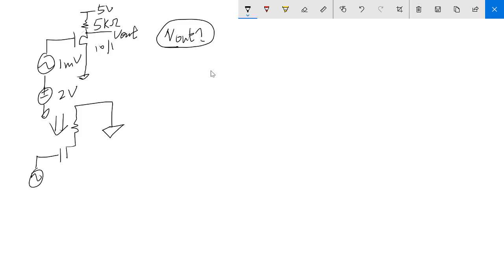Why do I ground that? Because there's a DC voltage over here, I short it to the ground. So you want to ask why we can do that? Because of superposition.